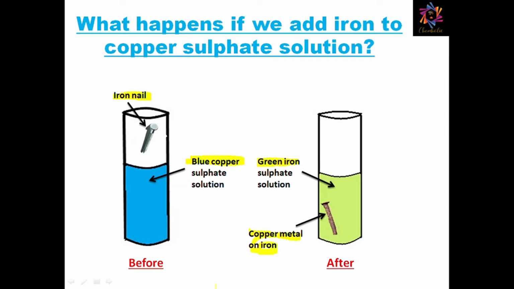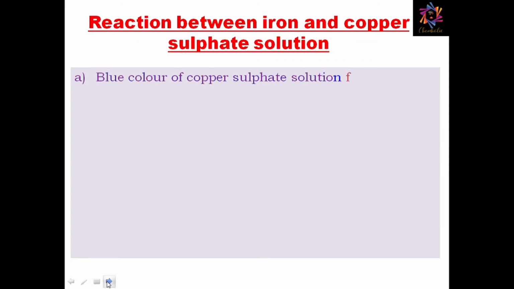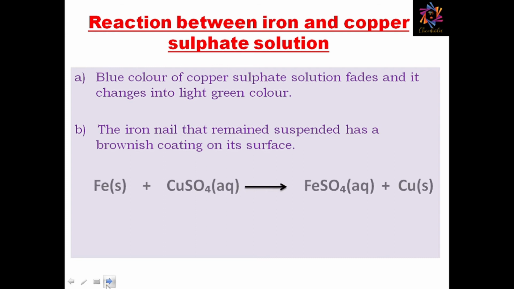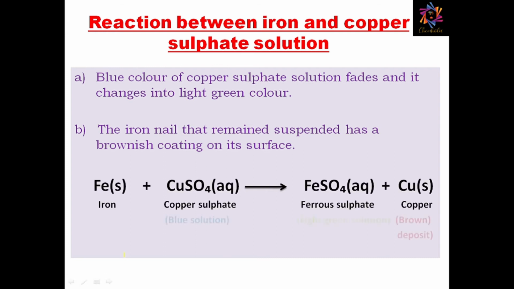Let's try and understand with the help of the chemical equation. You see the blue color of the copper sulfate solution fades and changes into light green in color. Also the iron nail, which is suspended in this reaction medium, has acquired a brownish coating on its surface. If you see the chemical equation, we can see here iron, and the salt solution, that is copper sulfate, is blue in color. What is formed on the product side?